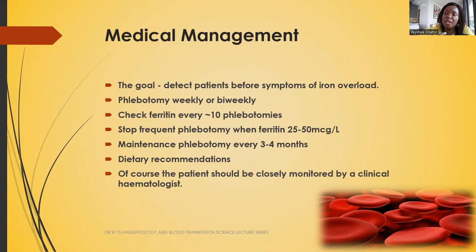Maintenance phlebotomy every 3 to 4 months is offered to the patient to maintain ferritin level between 25 to 50 micrograms per liter. And then patients can also be offered dietary modifications. Recommendations should be given on how to modify their diet to live a healthier life. And of course, the patient must be closely monitored by a clinical hematologist.